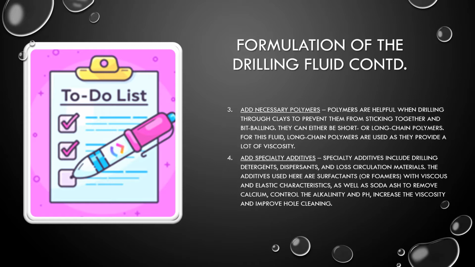And finally, step 4. This is where we add the specialty additives. Specialty additives that can be added include drilling detergents, dispersants, and lost circulation materials. The additives used in this product are surfactants or foamers with viscous and elastic characteristics, as well as soda ash to remove calcium, control the alkalinity and pH, as was mentioned earlier, and to increase the viscosity as well, and improve the whole cleaning.